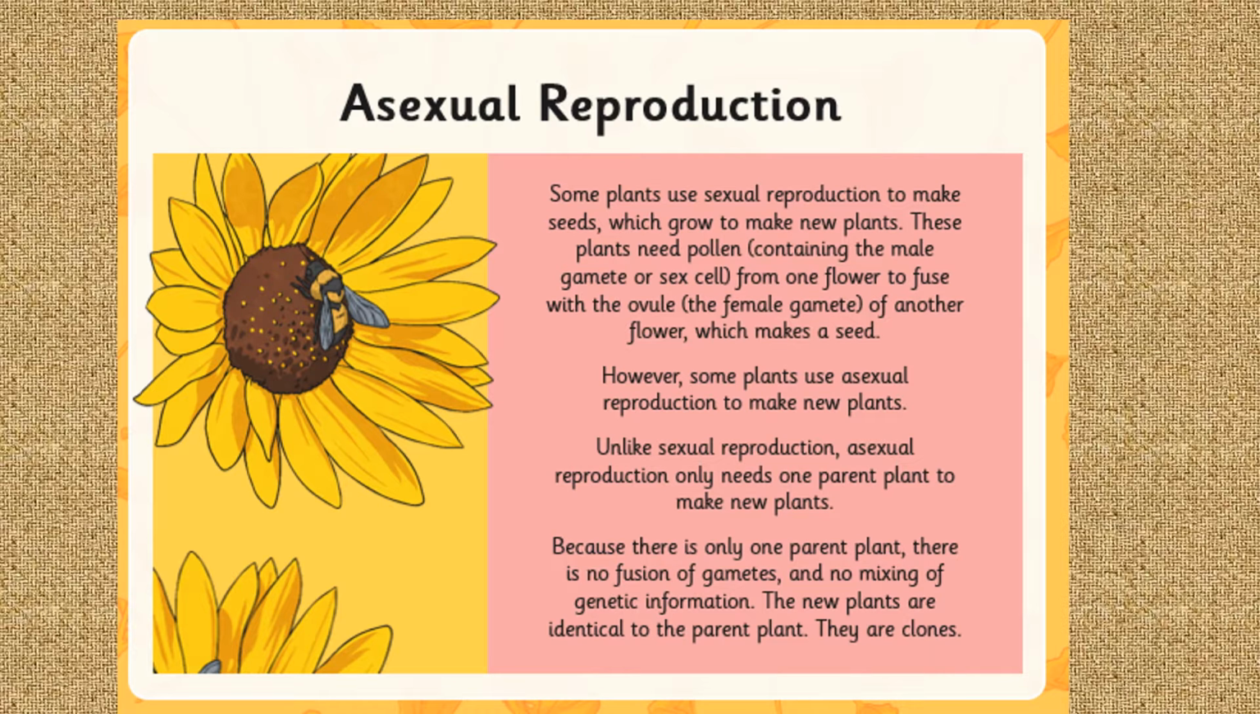Asexual reproduction. Some plants use sexual reproduction to make seeds which grow to make new plants. These plants need pollen containing the male gamete or sex cell from one flower to fuse with an ovule, the female gamete, of another flower, which makes a seed. However, some plants use asexual reproduction to make new plants. Unlike sexual reproduction, asexual reproduction only needs one parent plant. Because there is only one parent plant, there is no fusion of gametes and no mixing of genetic information. The new plants are identical to the parent plant. They are clones.